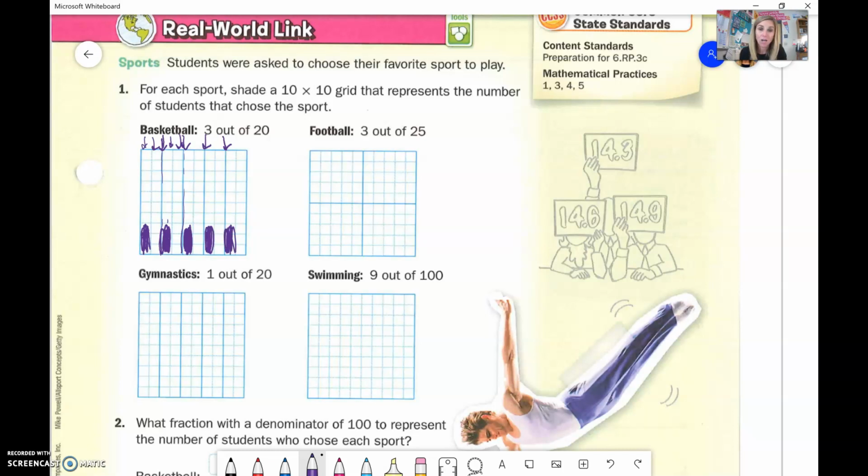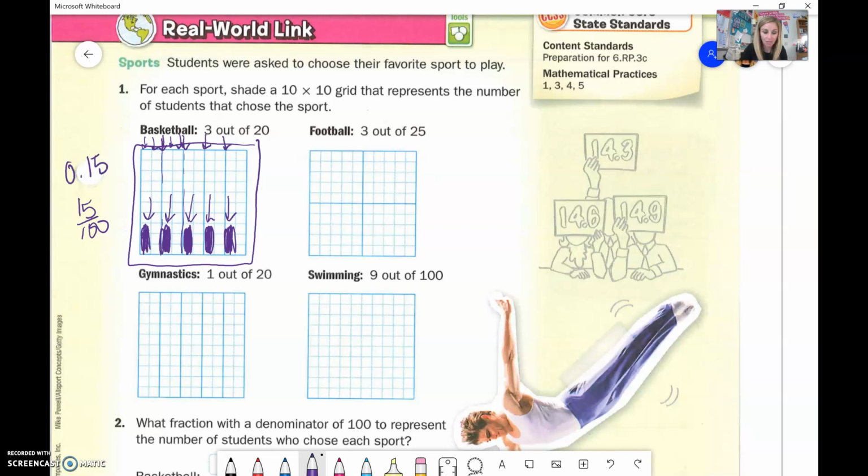Now, let's talk about what that looks like out of 100. So this whole grid is out of 100. How many people out of 100 chose basketball as their favorite sport? 3, 6, 9, 12, 15. So 15 out of 100 chose basketball as their favorite sport. That's just written as a fraction. If we were going to write that as a decimal, it looks like 0 and 15 hundredths.